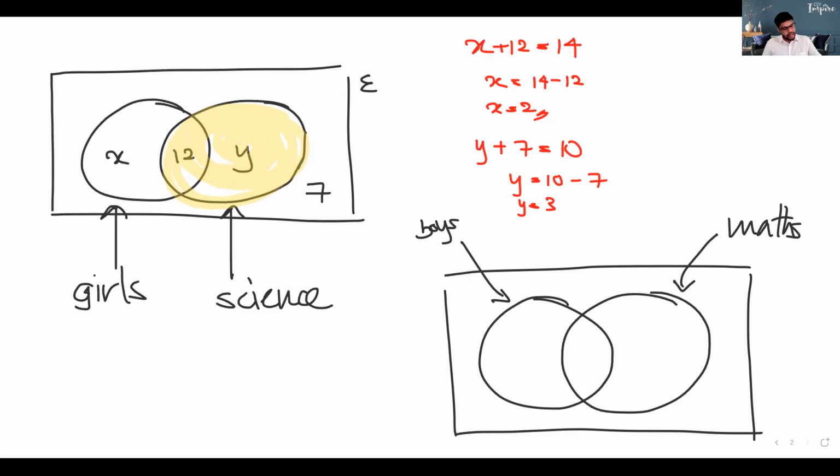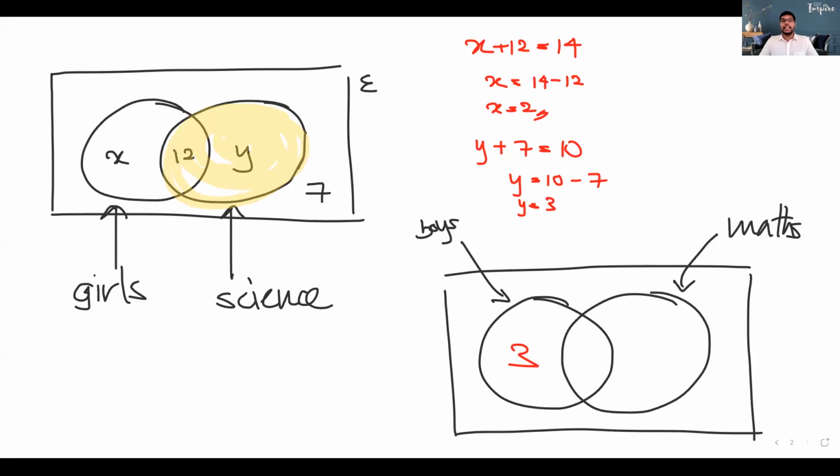What is the reason? So this is the boys who don't do maths, children. Remember, boys who don't do maths go in here, right? So the number of boys who don't do math is 3, because that's the number of boys who do science. The number of boys who do science is 3. So that goes here. And then he says that maths only is 2.